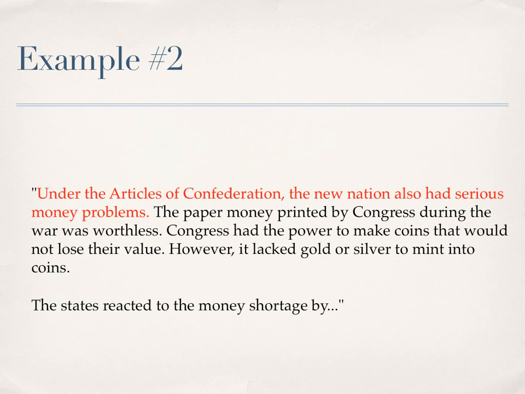The states reacted to the money shortage by, if you look back up at that first paragraph there, it has no concluding sentence. There's nothing there in blue, right? It simply moves on. The text simply moves on to the next paragraph. There's a little bit of a hint in the last sentence of the first paragraph here that one thing was that it lacked gold or silver. And then I give you not the entire next paragraph, but enough to let you know that that next paragraph is going to go on to talk about the state's reactions to the money problems.